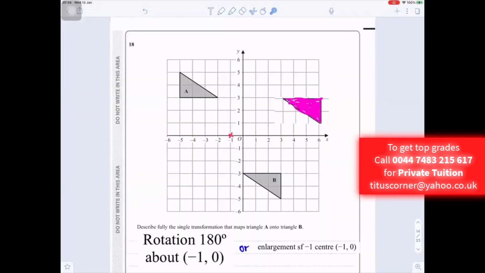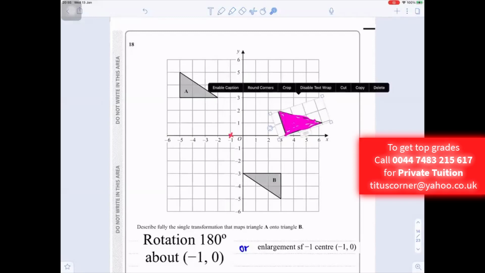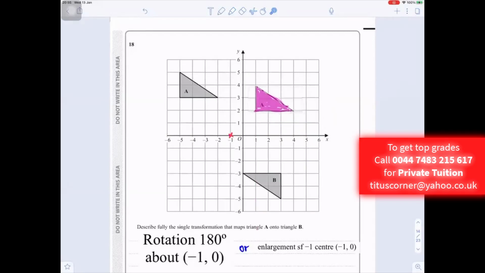Question number 18. Describe fully the single transformation that maps triangle A onto triangle B. So we start at triangle A, we end at triangle B. How did we move from triangle A to B? What did we do? If we look at this animation, see if that may help. If I make this pink, so that you can see it, it sits there at A.